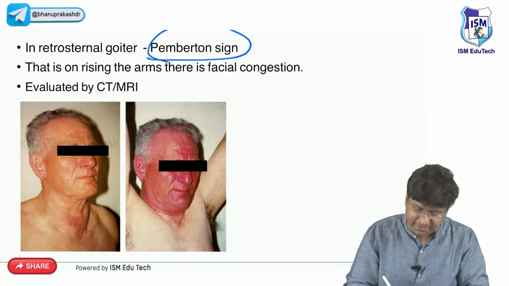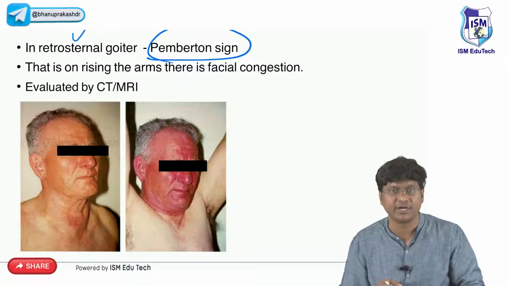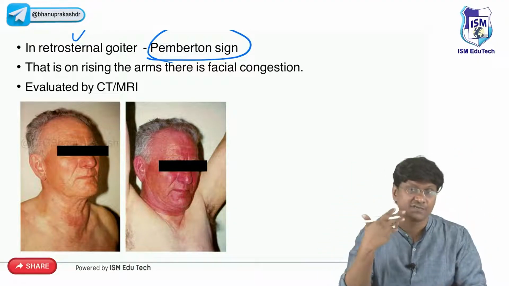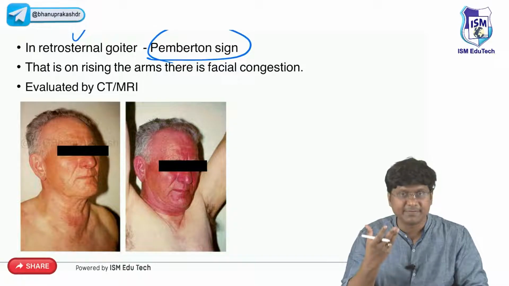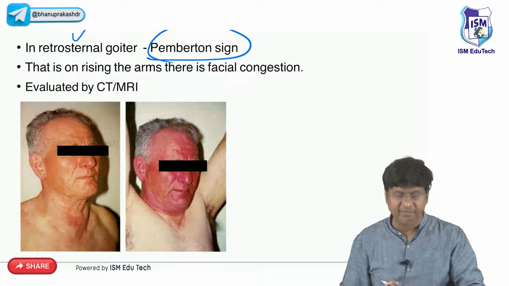That is the Pemberton sign. Pemberton sign, where do you come across? In individuals with the retrosternal goiter. These patients with retrosternal goiter, on raising the arm, there will be facial flushing. Why is that? This particular goiter will compress the superior vena cava, thereby the venous drainage from the upper half of the face will not be there, and thereby there will be facial congestion.